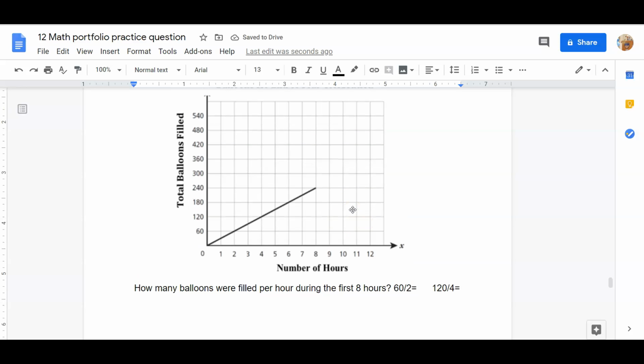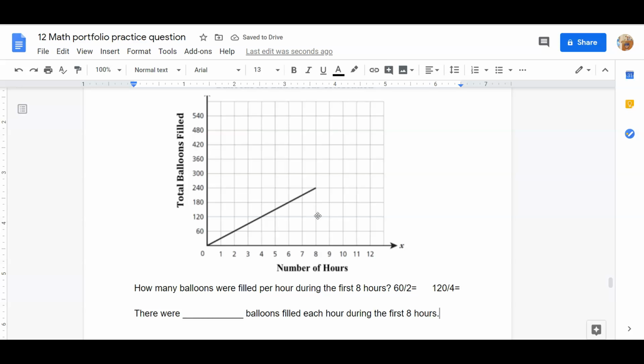All right? You figure out how many balloons are filled each hour. So you could say that there were blank balloons filled each hour during the first 8 hours.